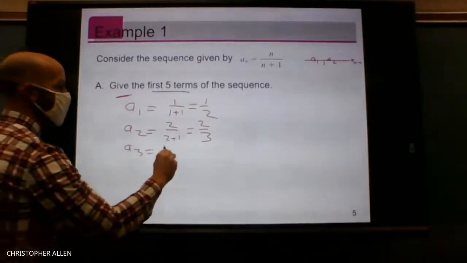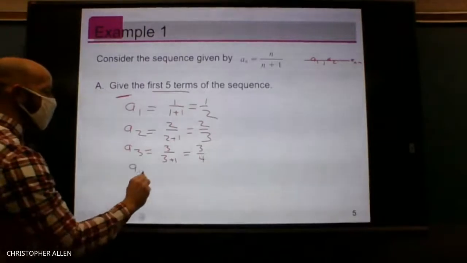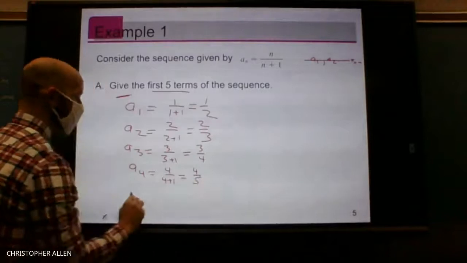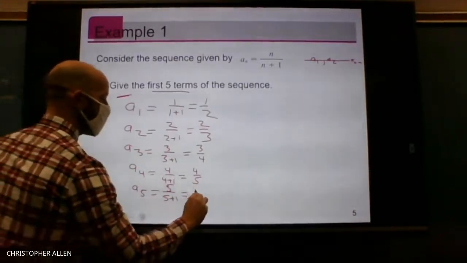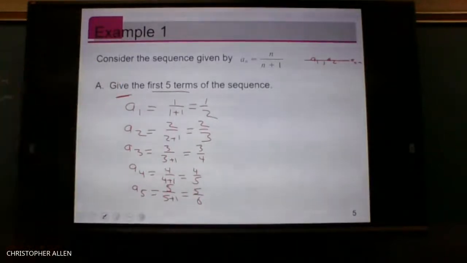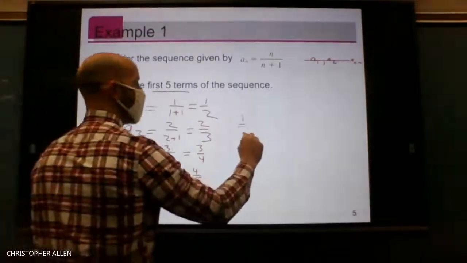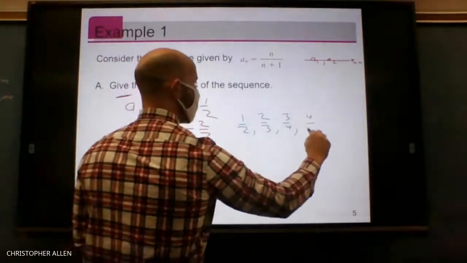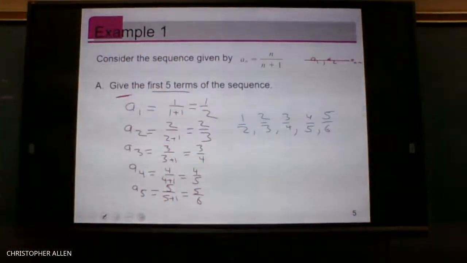A sub 3 is going to be 3 over 3 plus 1. So that's 3 over 4. A sub 4 is 4 over 4 plus 1. So that's 4 over 5. And then a sub 5, that's 5 over 5 plus 1. So that's 5 over 6. In other words, the first 5 terms of this sequence are 1/2, 2/3, 3/4, 4/5, and 5 over 6. So there are the first 5 terms of our sequence.